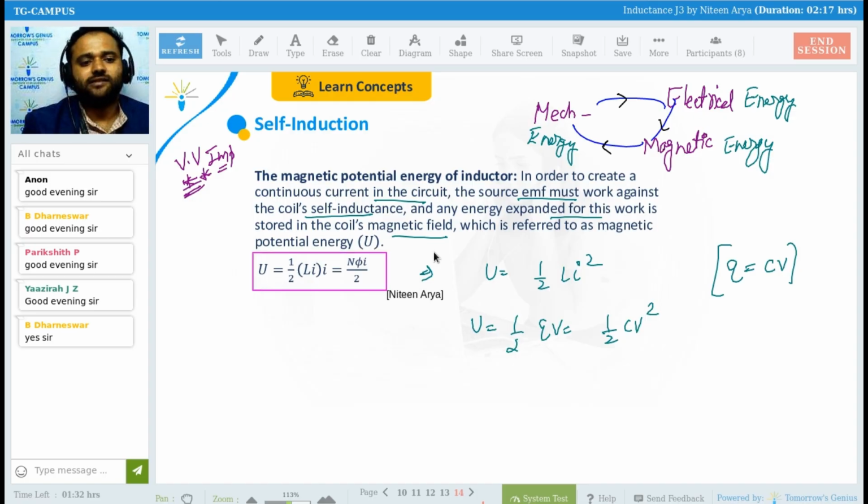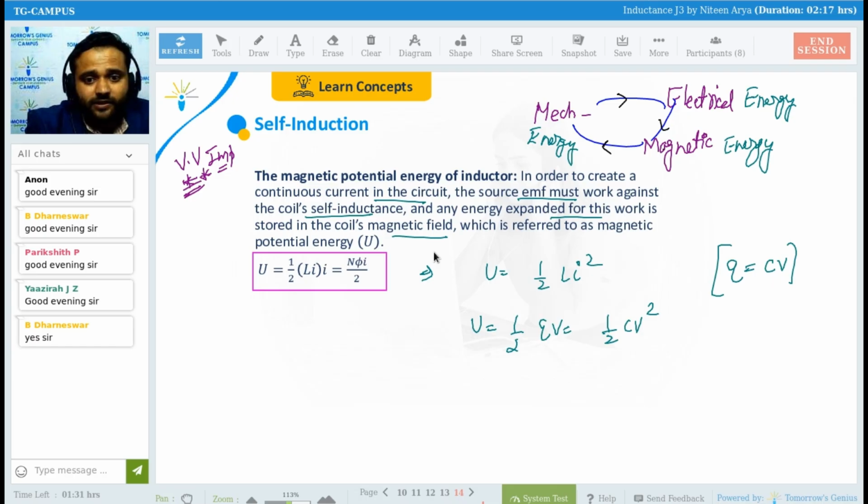Nothing more than that. On the theoretical aspect, nothing more than that I can explain. Simply to complete the circuit, to make the induced current flow, there is an energy required, and that particular energy is magnetic, or you can say the magnetic potential energy of an inductor. That is the energy of an inductor.